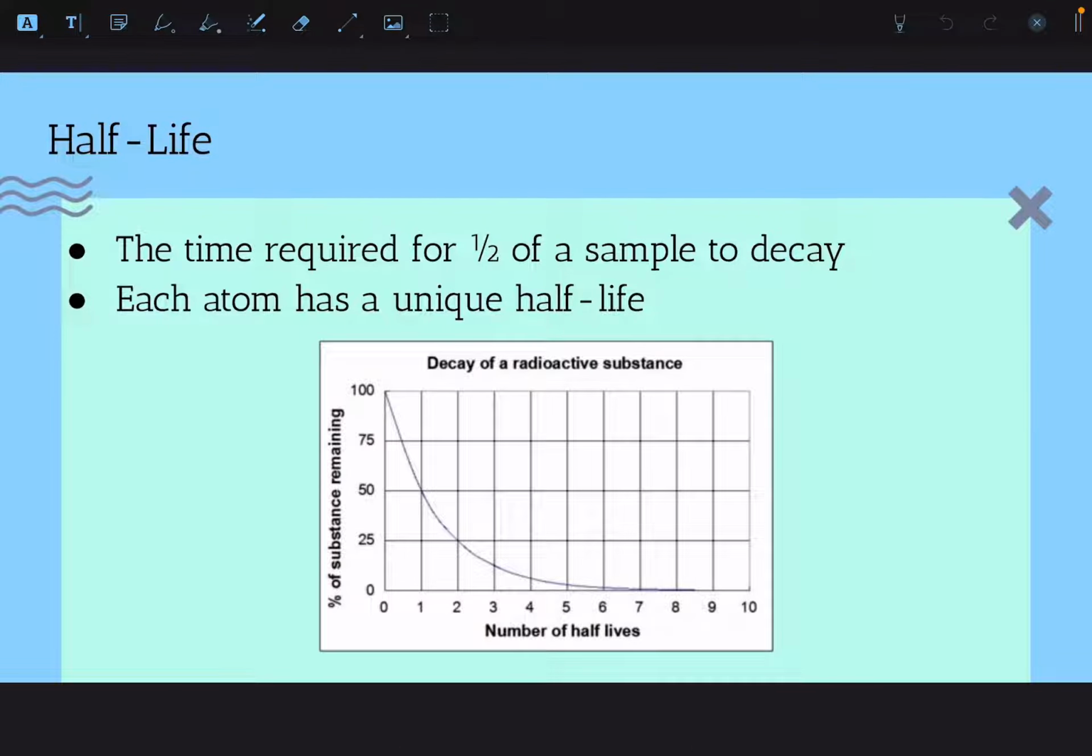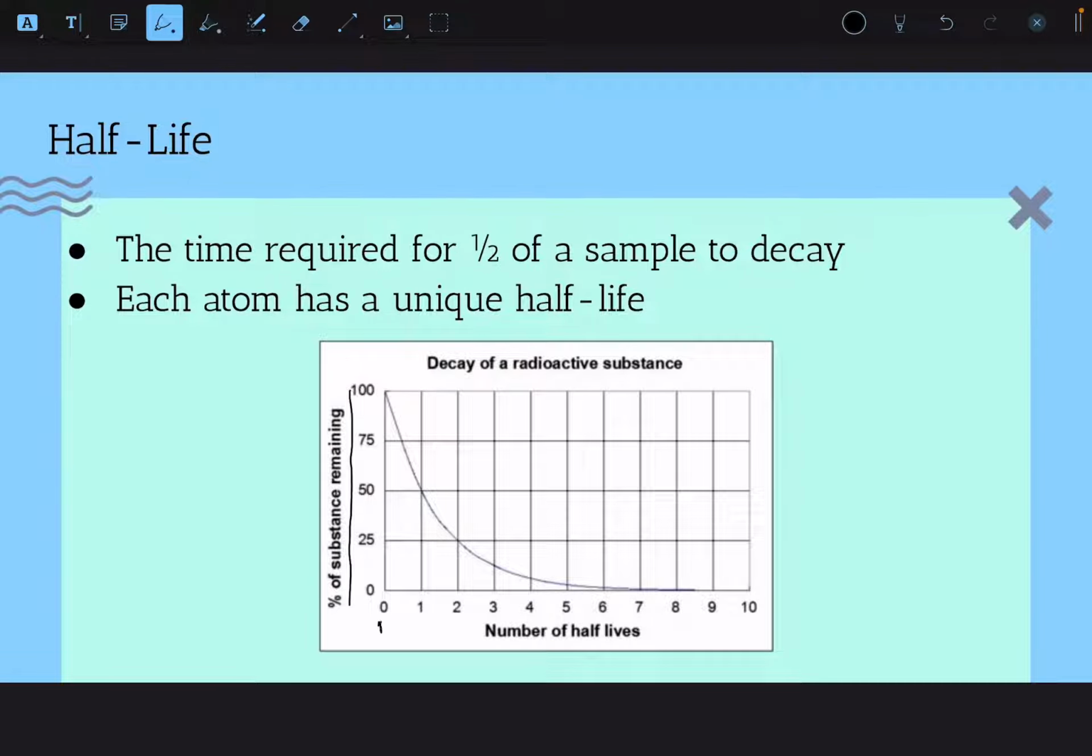All right, so half-life is a term that we use to describe nuclear decay, and half-life is the time required for 1/2 of your total sample to decay. And each atom is going to have its own unique half-life. So if we look at this graph right here, we can see that this is the percent of substance remaining.